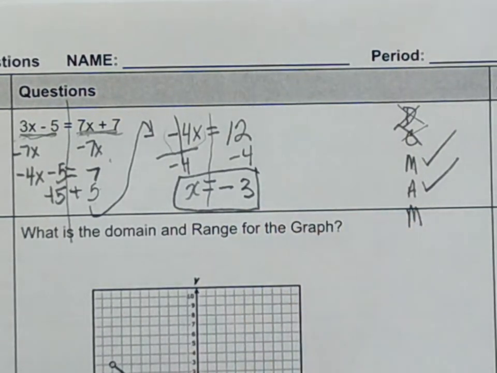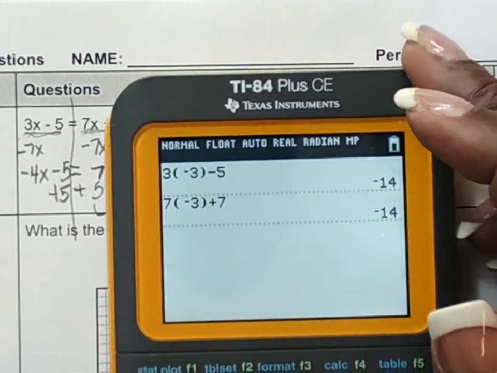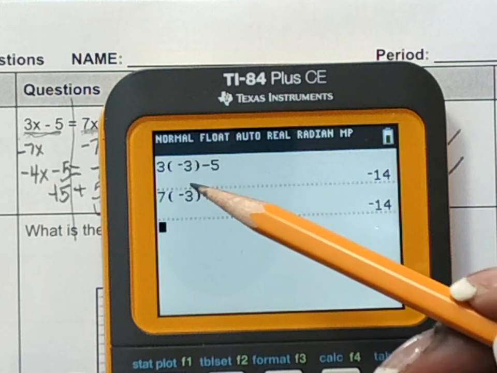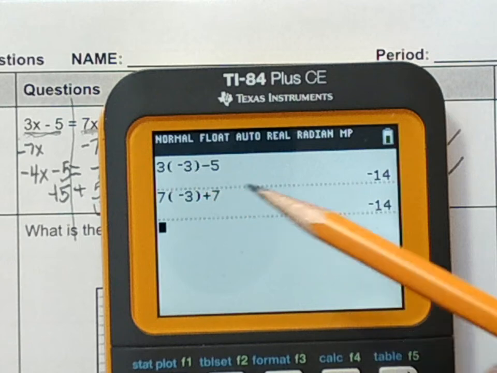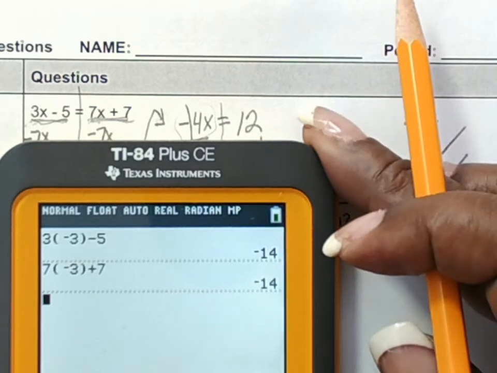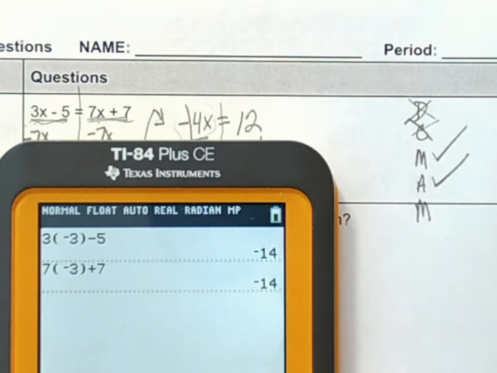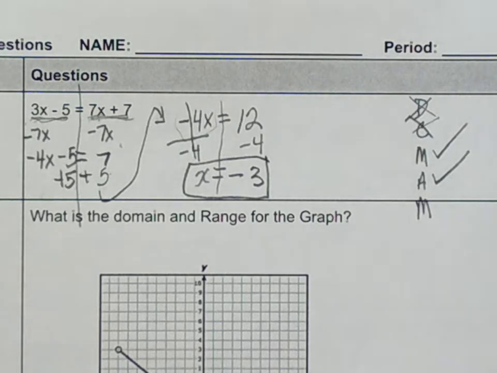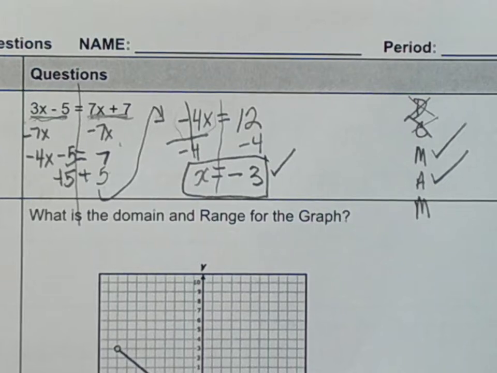Now, how would I check that answer? I'm going to plug negative 3 into both sides of the equation and make sure it makes the equation true. Now, I have already done that here. My left side of the equation was 3x minus 5. So every place I see x, I plug in negative 3, and I get negative 14. The other side of the equation was 7x plus 7, so I plug negative 3 into that. 7 times negative 3 plus 7 gives me negative 14. Well, negative 14 is equal to negative 14. That makes the equation true, so this is the right answer.